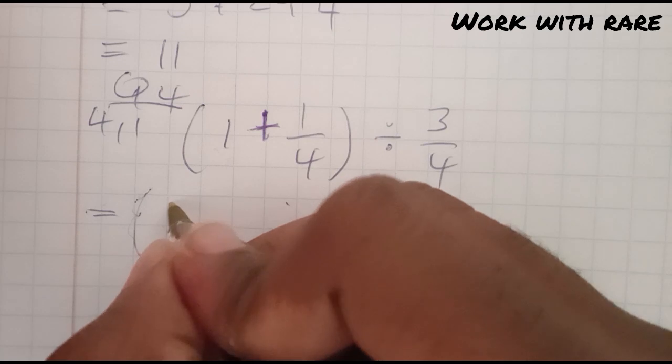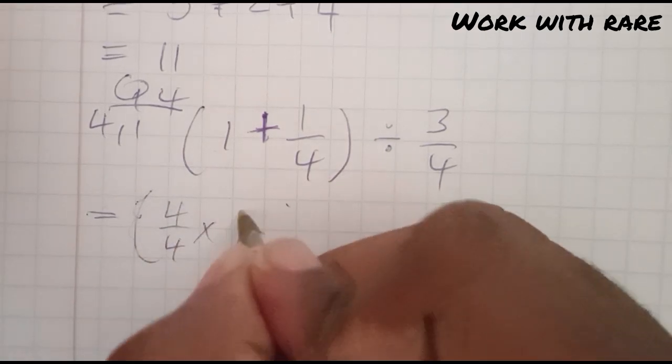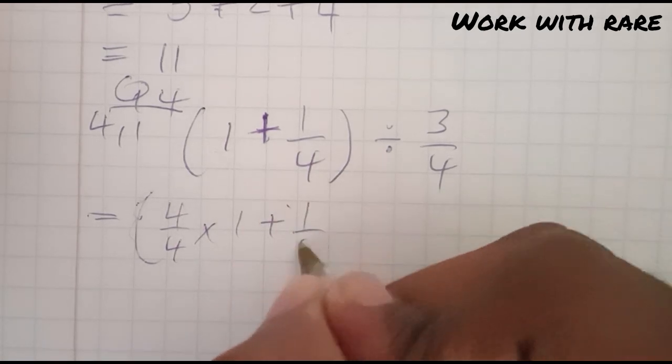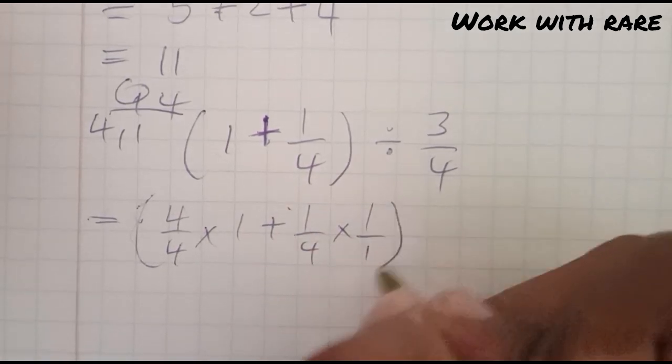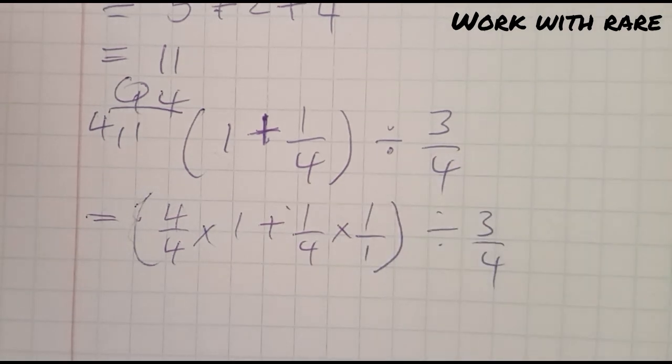So here I will have 4 multiplied by 4 multiplied by 1 plus 1 over 4 multiplied by 1 over 1, divided by 3 over 4. Okay, that's how I show my calculation. That's why I won, because they said you should not use a calculator.